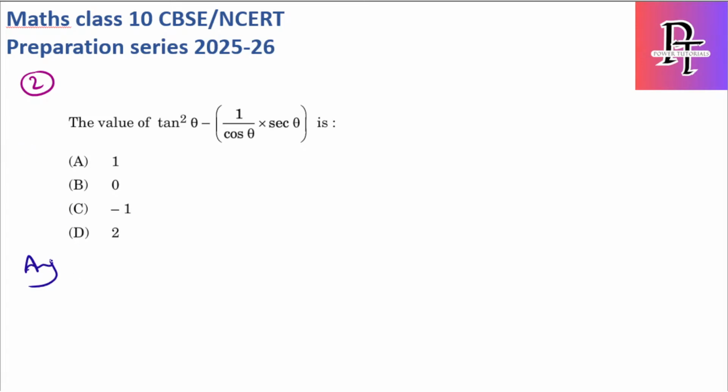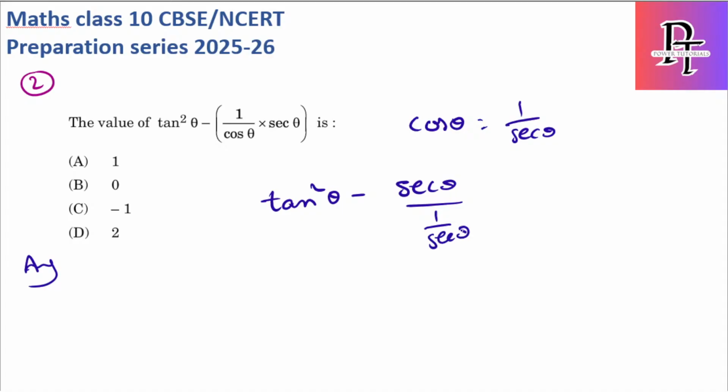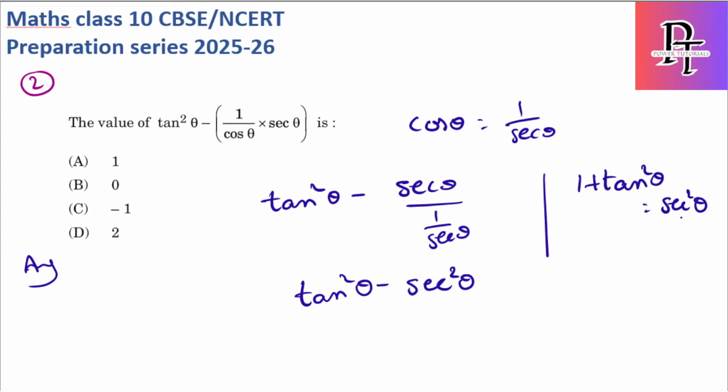The value of tan square theta minus cos theta by secant theta. So cos theta can be written as 1 by secant theta. Okay, so it's the same question, I will change it as tan square theta minus secant theta by 1 by secant theta. So this becomes tan square theta minus secant square theta. But as per the identity we know that 1 plus tan square theta is equal to secant square theta. So this secant square theta will change to 1 plus tan square theta.